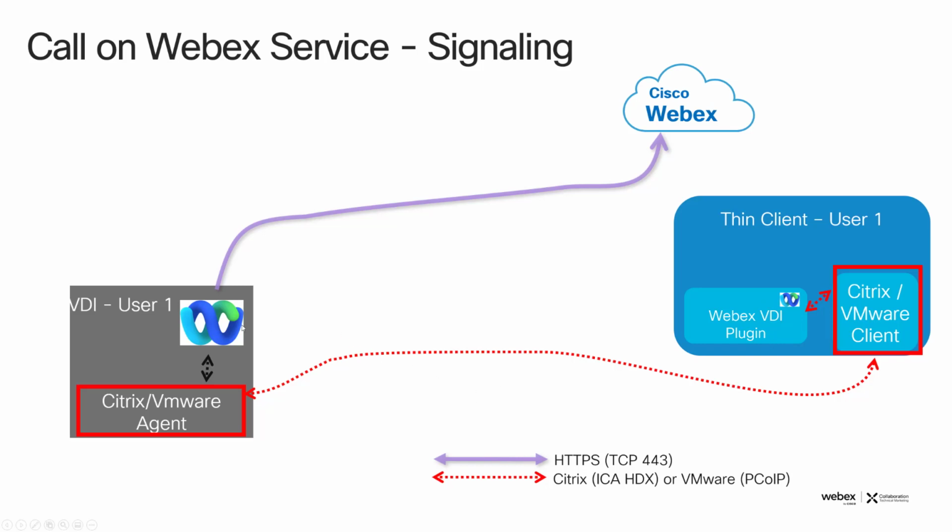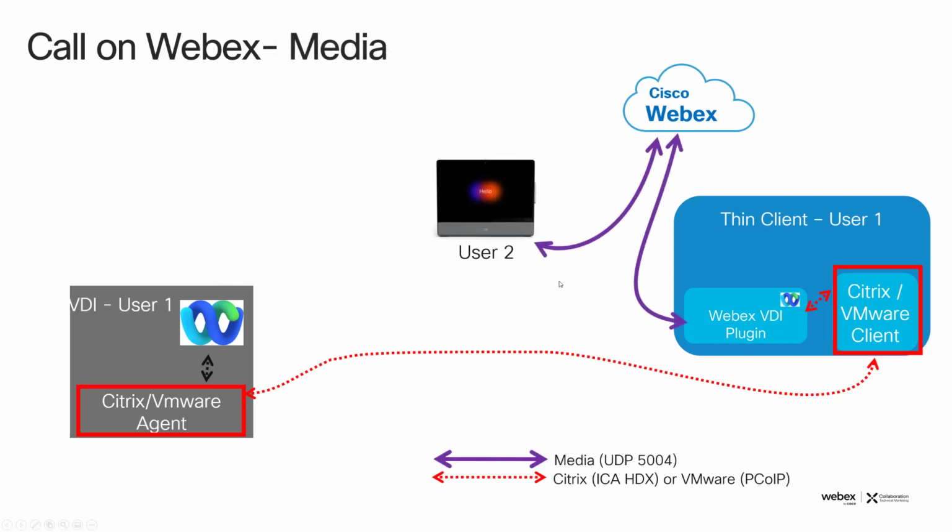So once again, the user is signed into their Webex app. We make a call on Webex from the Webex app, or we join a space meeting, whatever the function is. The call is set up via an HTTPS session from the Webex app in the virtual desktop to the Webex platform. And then once again, once the other party answers the call or once we join the space meeting, the Webex VDI plugin installed on the thin client device will be responsible for termination of media. So once again, all audio and video will be sent and received by the plugin installed on the thin client.